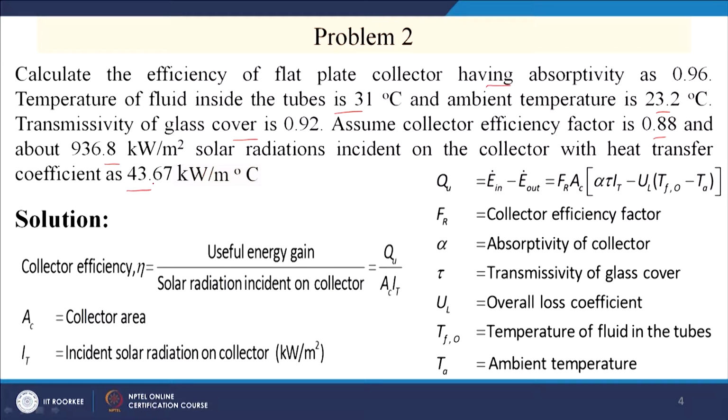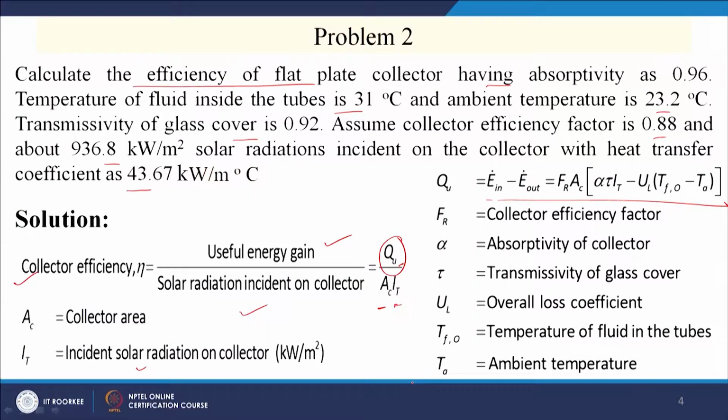So, this is the problem statement. We have to calculate the efficiency of the flat plate collector. As already discussed in the previous class on solar energy, collector efficiency is equal to the useful energy gain divided by the solar radiation incident on the collector. So, useful energy gain is QU, AC is the collector area, and IT is our incident solar radiation on the collector.